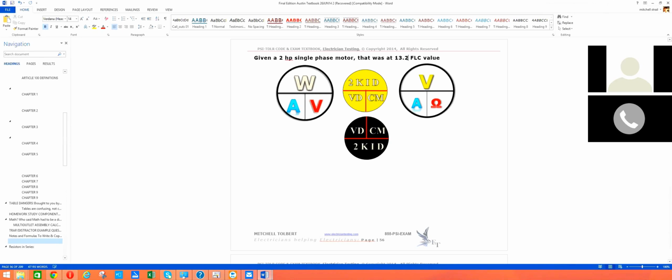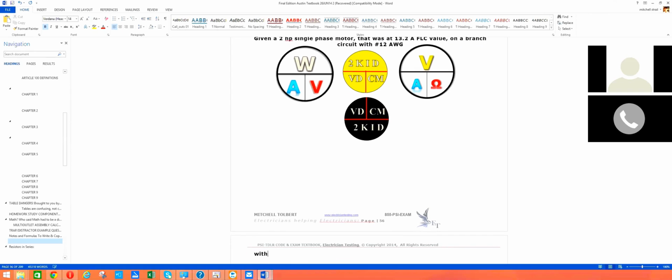And they were asking for the maximum distance here. And let's see, what else did they give you? It was on a number 12 wire on a branch circuit with number 12 AWG. And they wanted to know what the maximum distance for that circuit was. Let's see here.